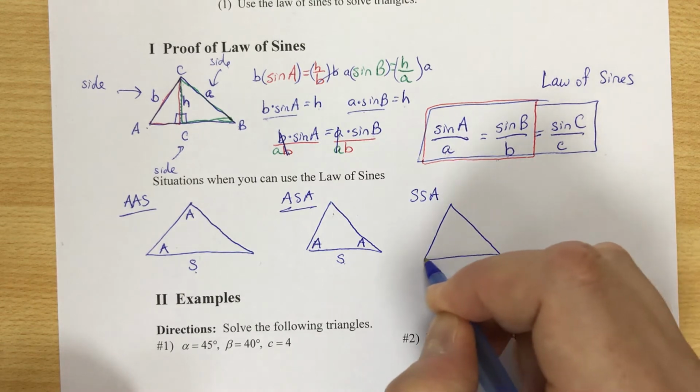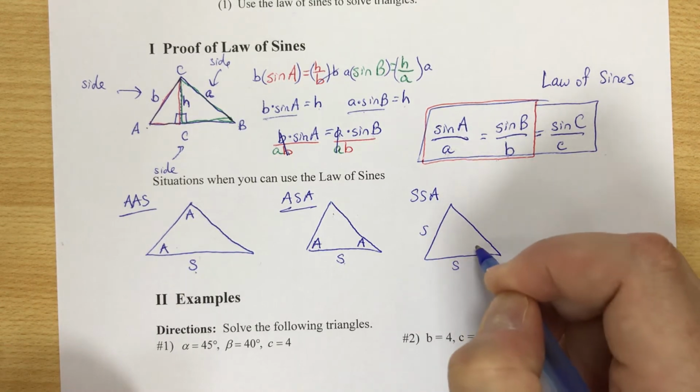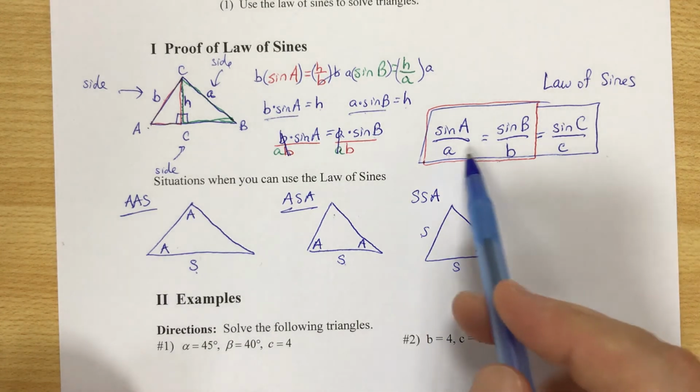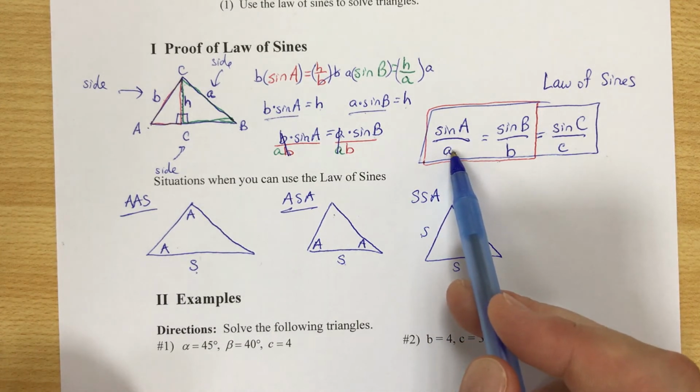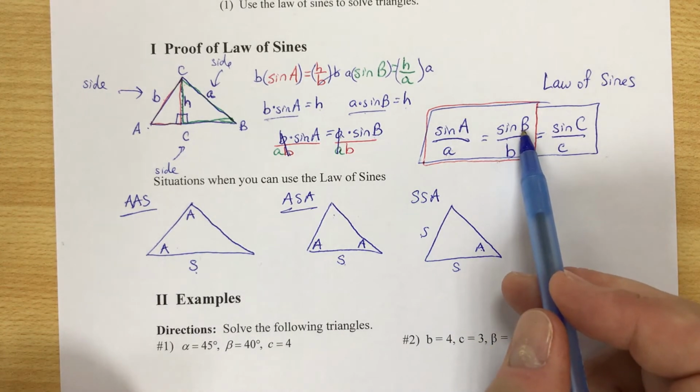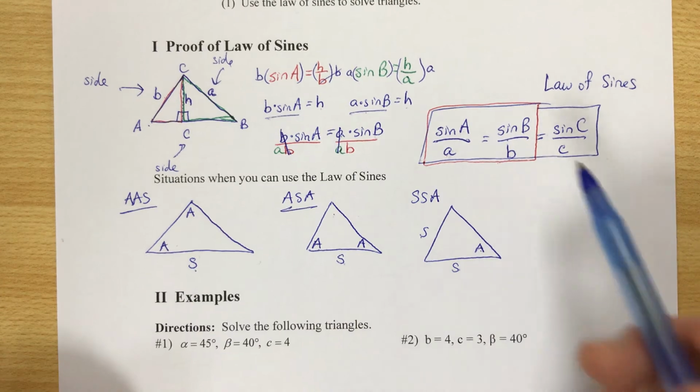The other situation that actually works is side, side, angle. Now we'll come back to this. So side, side, and then an angle. So we have an angle and its opposite length. That would be like here. And then we would have another length. So the only thing we'd be missing here would be the angle measure for B.